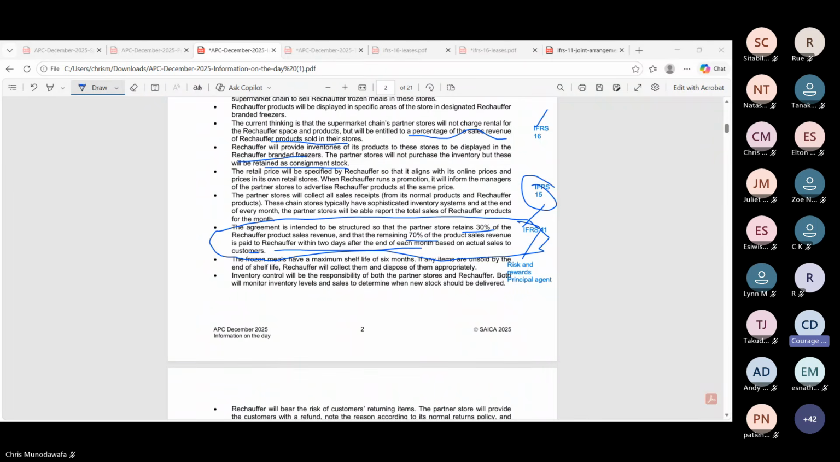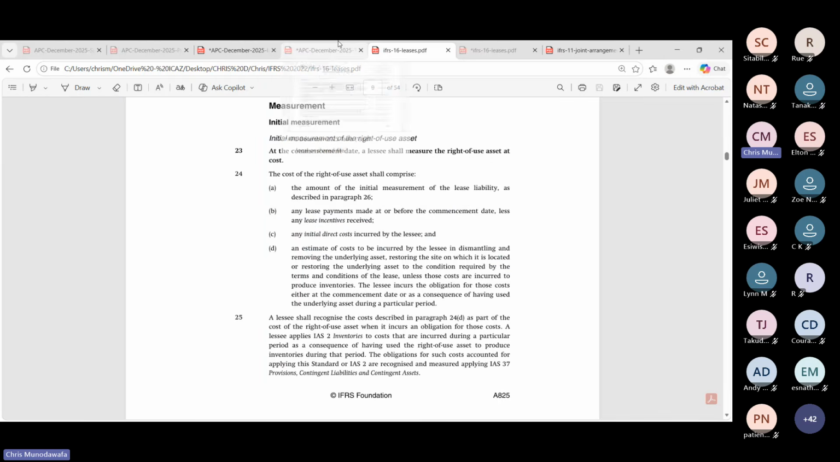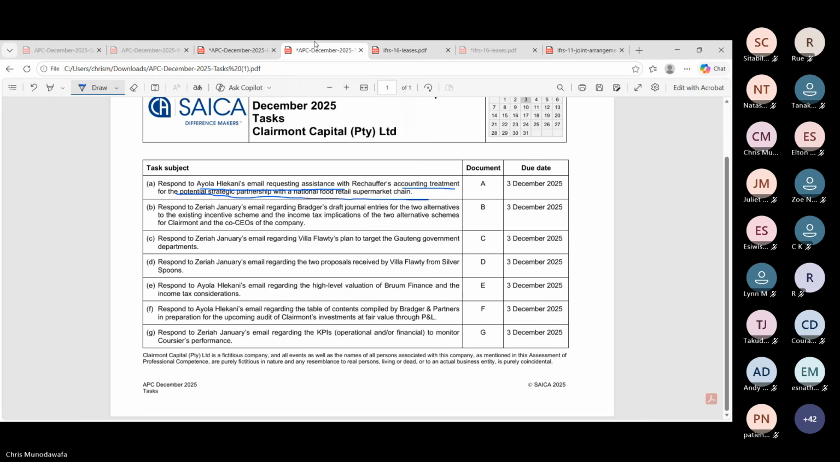Thanks, Chris. Thanks, Courage. So, team, the first thing, confirm I am not using the task. The task will be a guideline. Let me just go to the task here.